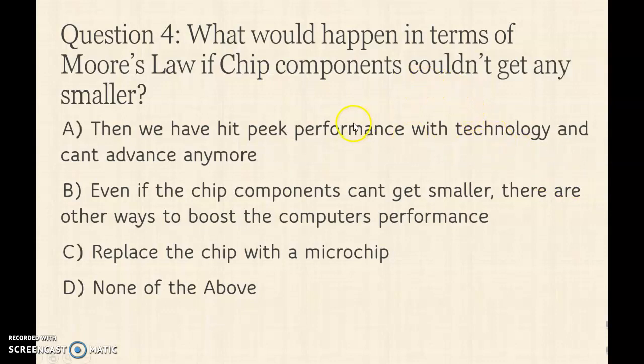Alright, answer choice B is going to be correct. At some point, the chip is going to get to a point where you can't shrink it anymore, but that doesn't mean that you have hit peak performance, because there's other ways to boost the computer's performance. It doesn't only rely on the chip.